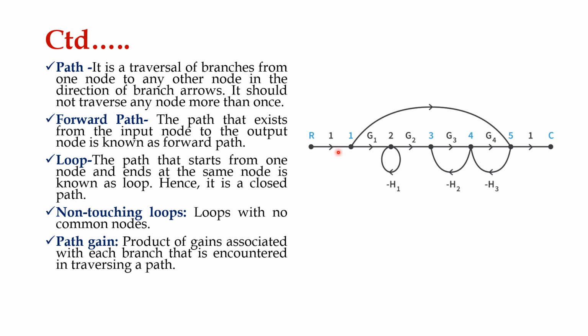Then path gain. The product of gains associated with each branch encountered in traversing a path is known as path gain. Here, for example, I am going to consider the forward path 1 that starts from R and ends at C. So, what is the gain involved in the forward path? That is 1 into G1 into G2 into G3 into G4 into 1. That is the gain product of the forward path.